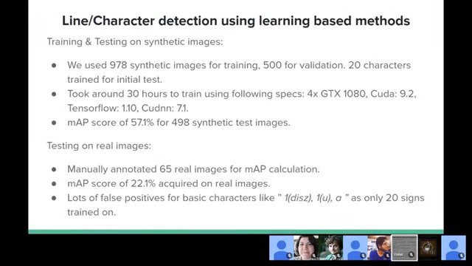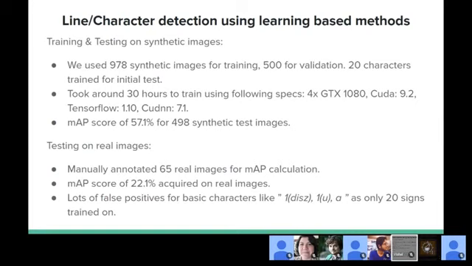So we used 978 synthetic images for training, 500 for validation, and for the initial test, 20 characters were trained on, just to see if the results were promising. It took about 30 hours to train using 4 GTX 1080s, and the latest versions of CUDA, TensorFlow, and Sirian. For the synthetic images, it reported a score of 57.1% for about 500 test images. At this point, I stopped the training and went on to testing on the real images.